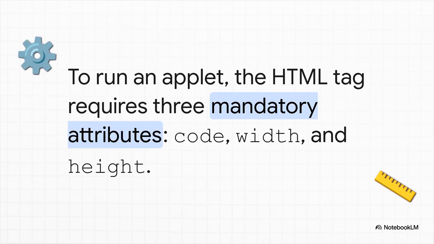So, to get an applet running, you have to embed it in an HTML file, and you do that with the applet tag. For your assignments, just burn this into your memory. The code attribute, which points to your compiled .class file, and width and height are absolutely mandatory. It won't work without them.